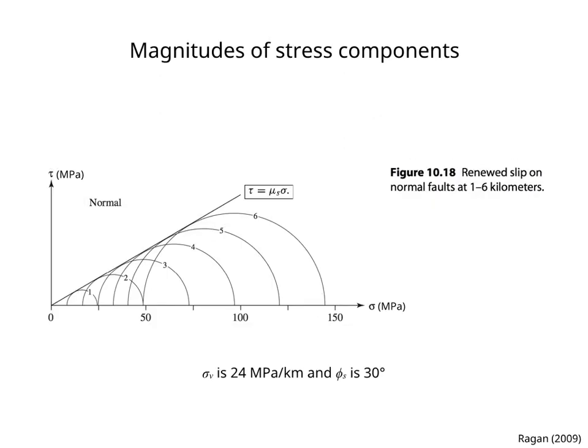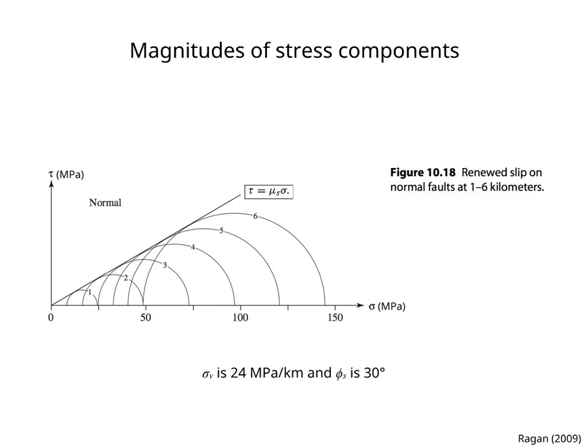In order to get some feeling for the magnitudes of the principal stresses, under conditions of frictional equilibrium, let's analyze the conditions for renewed movement to occur. Let's use a φs of 30 degrees. For a normal fault, sigma 1 is vertical. If the vertical component of stress at a depth of 1 km is 24 megapascals, sigma 3 should be 8 megapascals for renewed slip. Thus, a modest reduction of the horizontal stress is required for renewed slip. In a similar way, we can determine the conditions for slip at depths of 2, 3, 4, 5 and 6 kilometers.